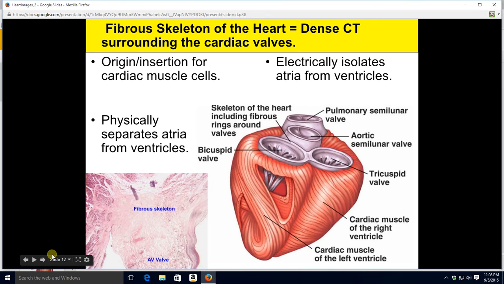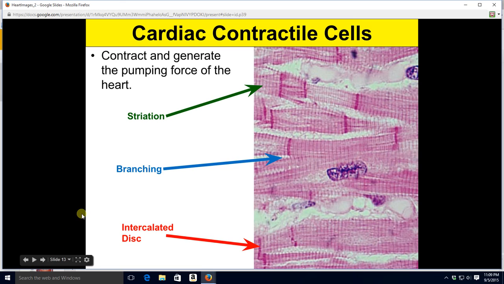The fibrous skeleton of the heart is this dense connective tissue that forms rings and plates around and between the valve openings. And it does several things. It provides a place for the cardiac muscle cells in the myocardium to grab onto. In other words, it's their origin and insertion. It also physically and electrically separates the atria from the ventricles. And that electrical separation is going to come back and be really important later on, as we shall see.